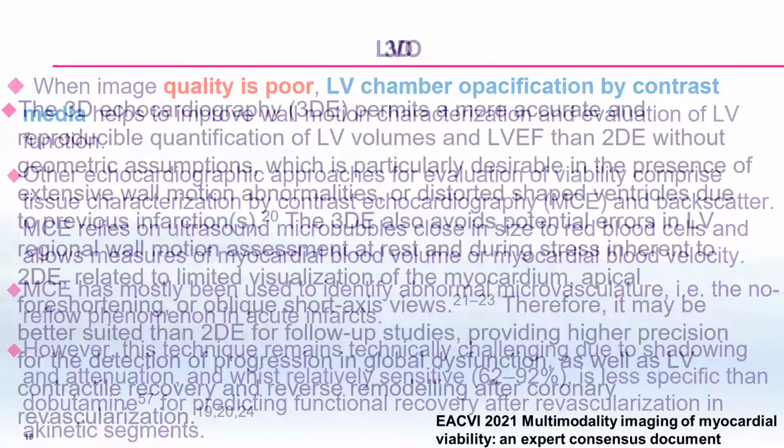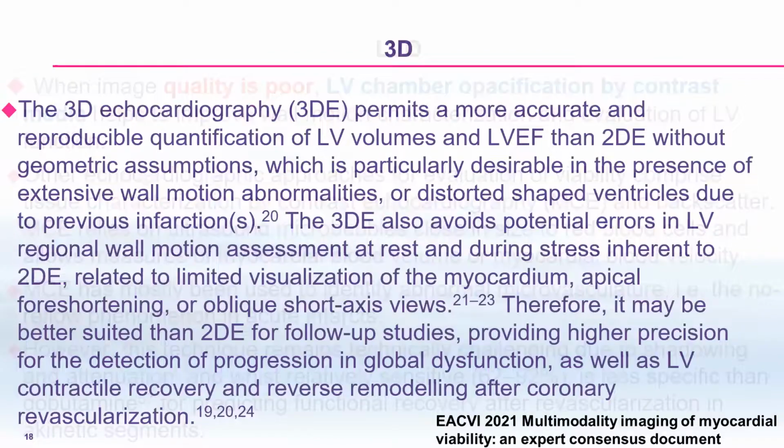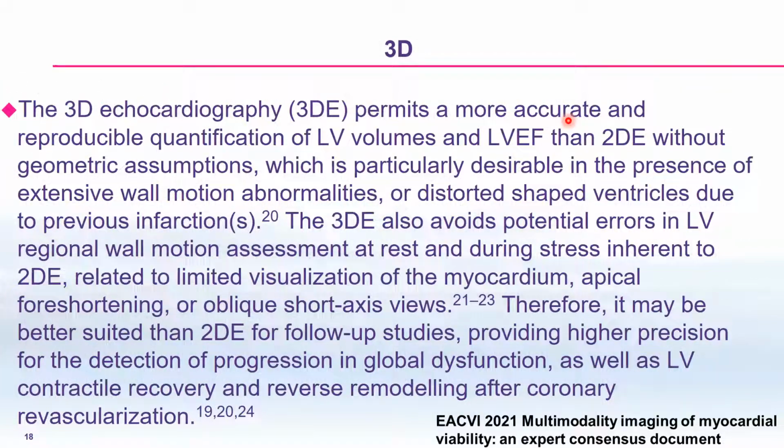Again, if you have a good machine, I suggest that you acquire some 3D images as well. And the 3D images give you several good things. First, if the apex is within the acquired image, you can avoid foreshortening. You can do volumetry, and from 3D, the volumetry is much better than from the non-3D images.